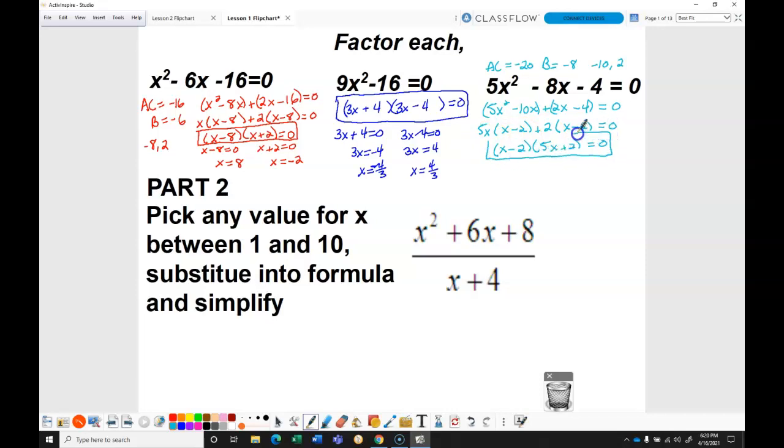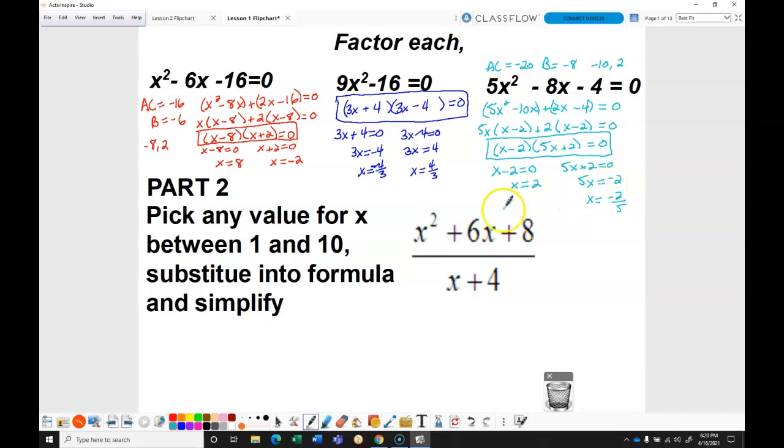That answers the question that was being asked, but just as a reminder, I could take each one of these a little bit further and find out what the solutions are. x minus 2 equals 0 gives x equals 2, and 5x plus 2 equals 0 would get me that 5x equals negative 2, and dividing both sides by 5, x would be negative 2 fifths. Okay.